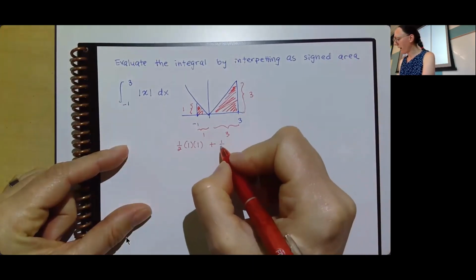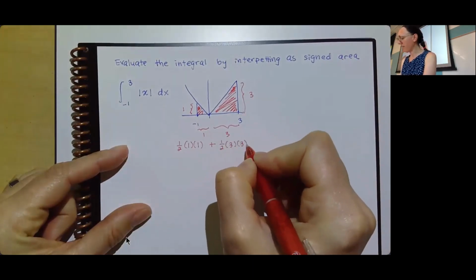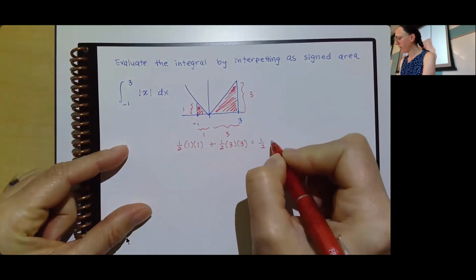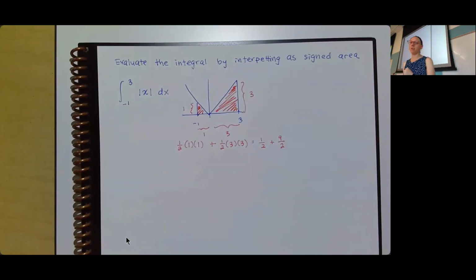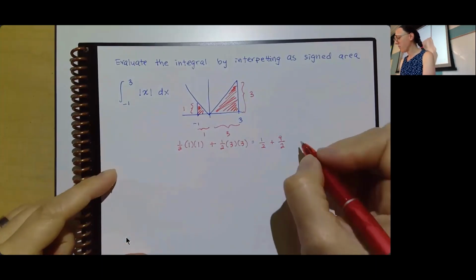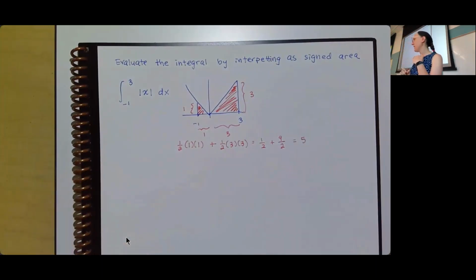So I'm looking at 1/2 the base times the height. So I've got 1/2 plus 9/2. Conveniently, they have a common denominator already, that is 10/2 or 5. So that's what I get for a total area.